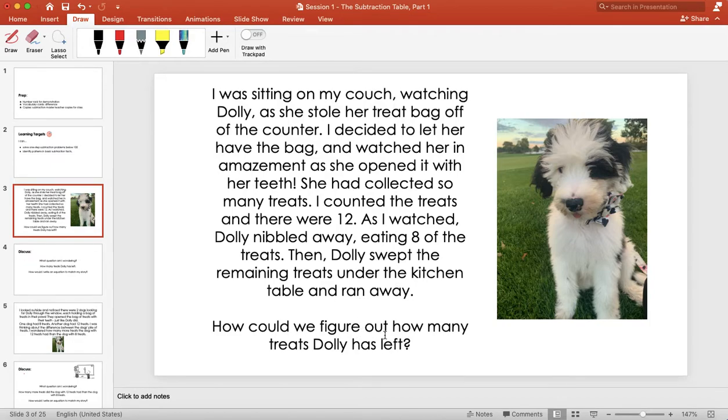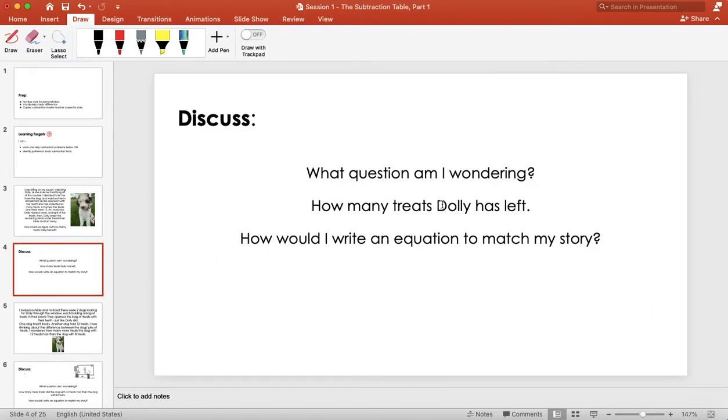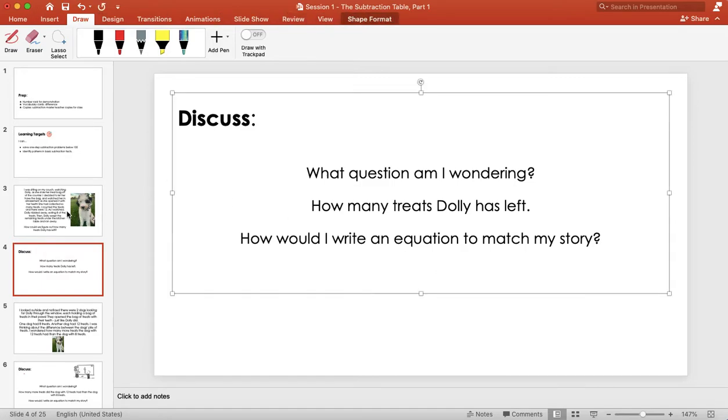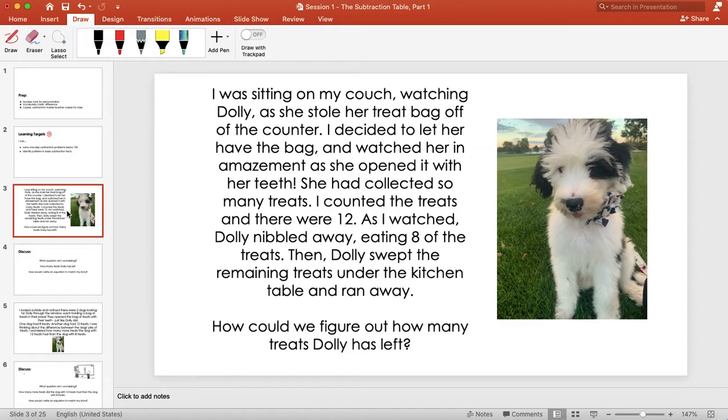How can we figure out how many treats Dolly has left? So, what question am I wondering? So I'm wondering how many treats Dolly has left. And now I want to know how I can write an equation to match my story. So I'm going to go back to my word problem. I'm going to use my highlighter and I'm going to highlight some important facts in this word problem.